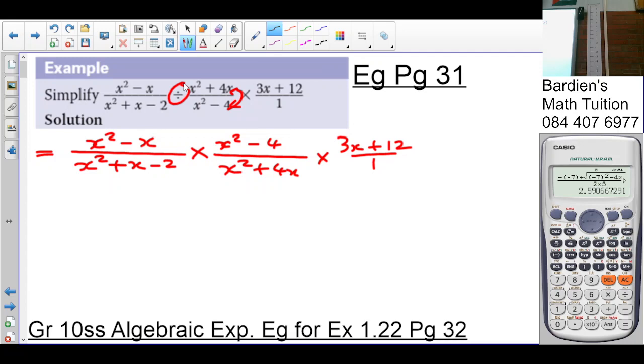Now what? There is a common factor of x in the numerator, not so? Here you've got the common factor of x. Here, trinomial quadratic factorization. Here, difference of two squares. Here, x a common factor. Here, 3. So all of those need to be factorized.